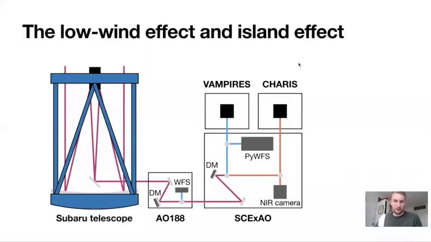So first, what is the low wind effect and what is the island effect? And why is it important? Why is it relevant? The low wind effect is a phenomenon that occurs here at the top ring of the telescope, and it introduces aberrations. The reason that it is a problem is that the standard wavefront sensors inside AO systems have a low sensitivity to these aberrations due to the island effect.